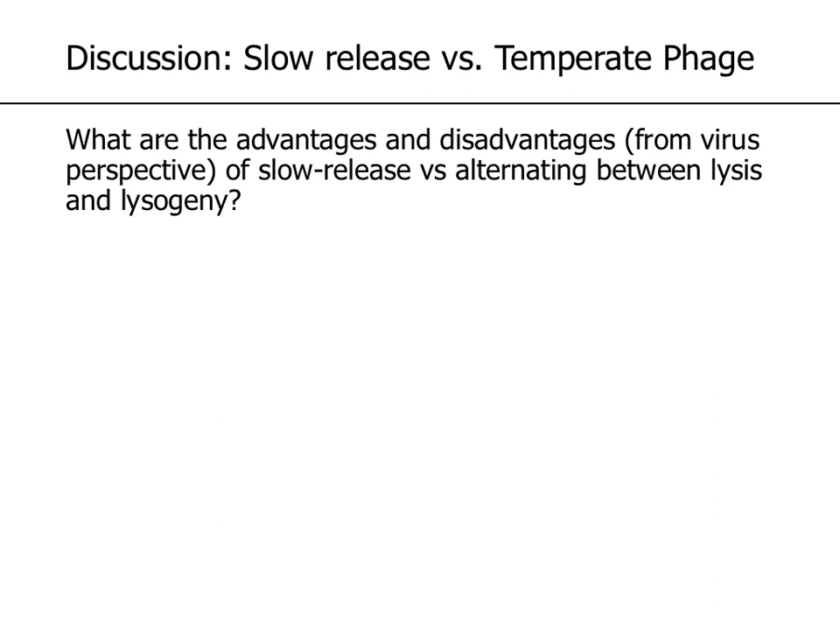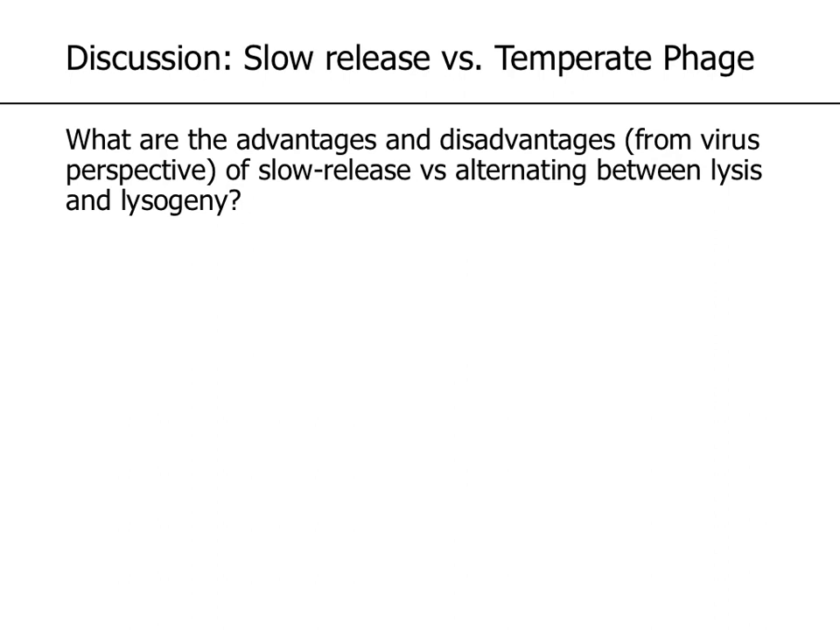Cool. I would think that for slow release, they probably wouldn't want to kill the cells because they still want to take advantage of the cells. Mm-hmm. So they want to keep them alive without killing them. Why would that be an advantage? Because it's almost like unlimited resources. Okay. Maybe it'll survive longer, right?